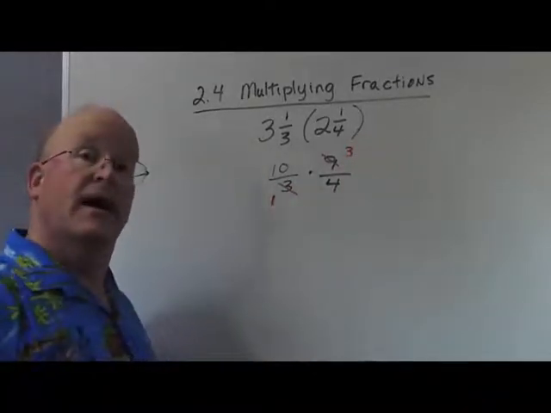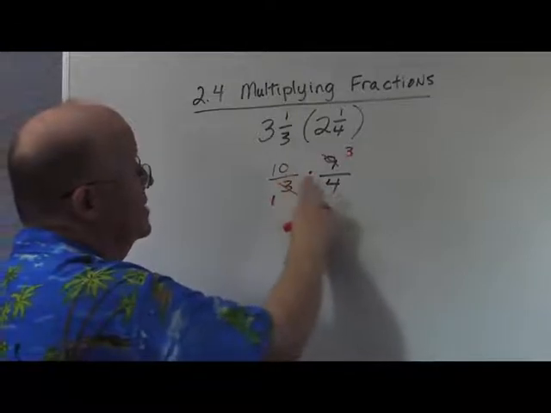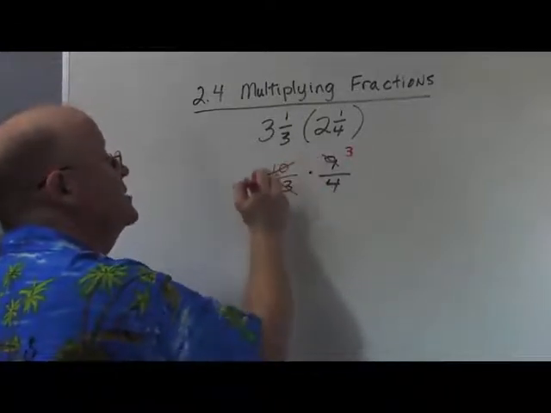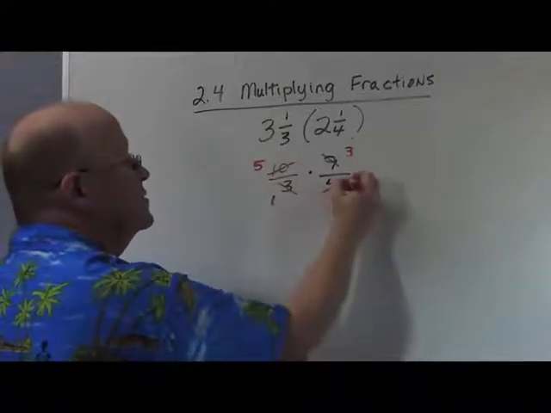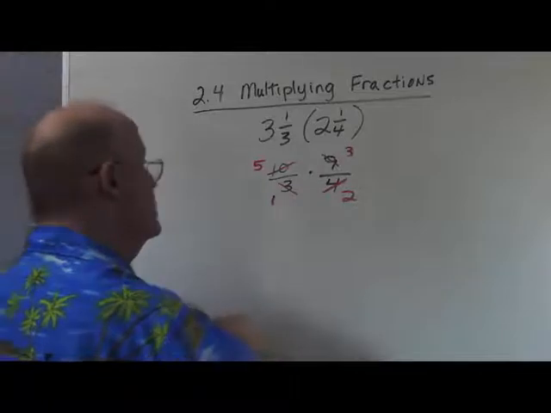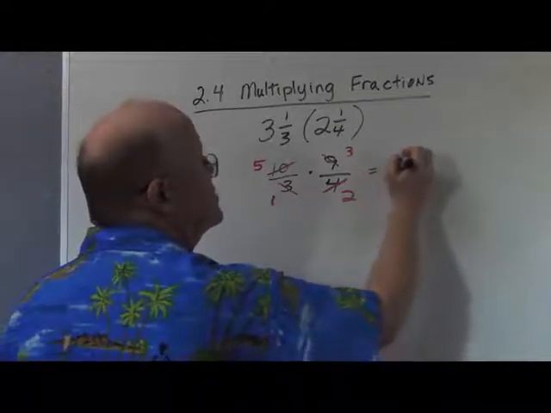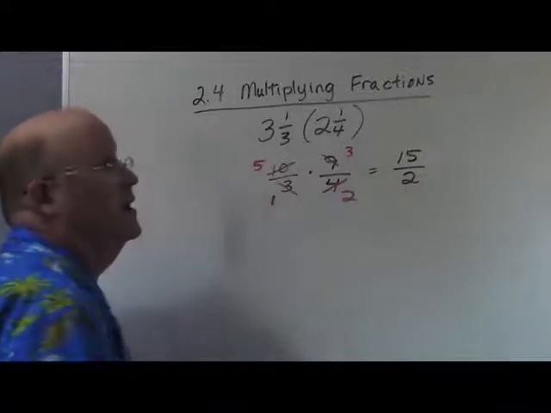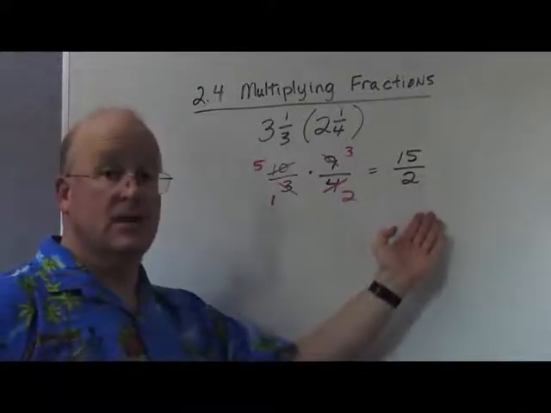Likewise, on the other diagonal, I can cancel and see, they're both divisible by 2. 10 divided by 2 is 5, and 4 divided by 2 is 2. Multiplying across now, I'm going to have 5 times 3 is 15, and 1 times 2 is 2. Now, technically, that is your answer.